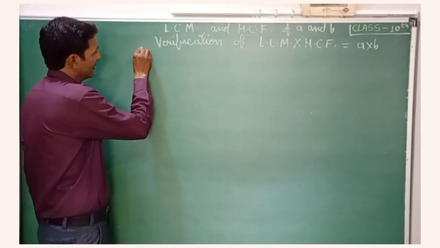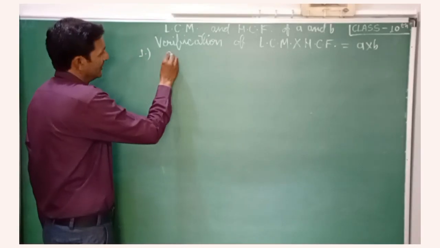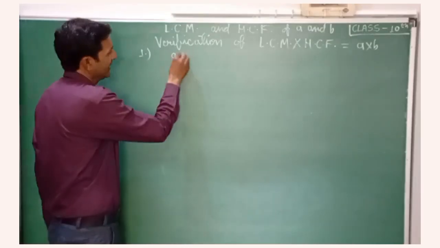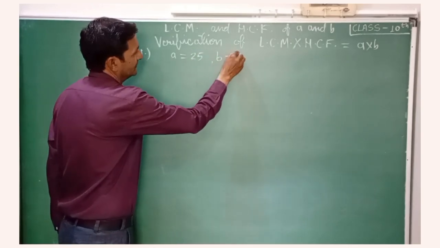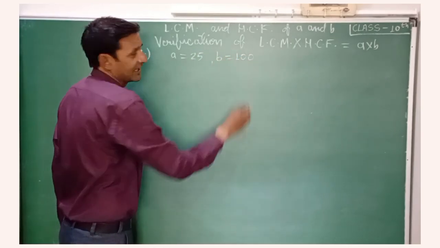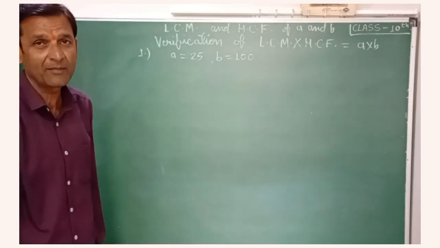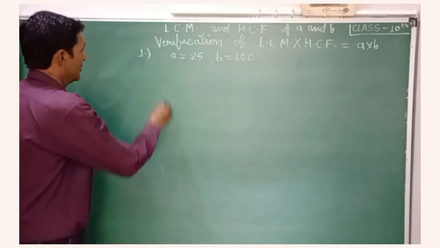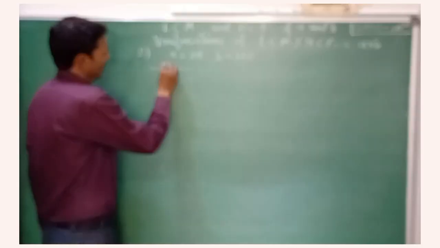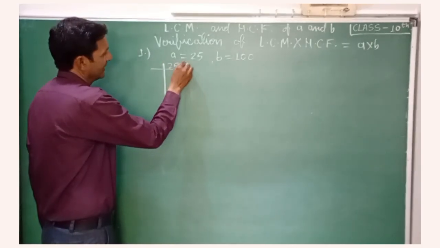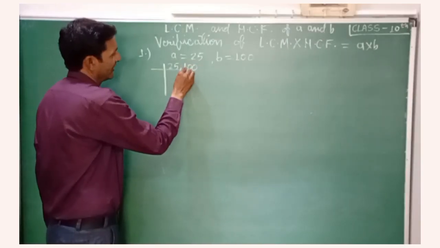Suppose I am taking one example. Two numbers are here: A is equal to 25 and B is equal to 100. I am finding LCM and HCF by the prime factorization method here. So LCM we are taking in this manner, 25 and 100.